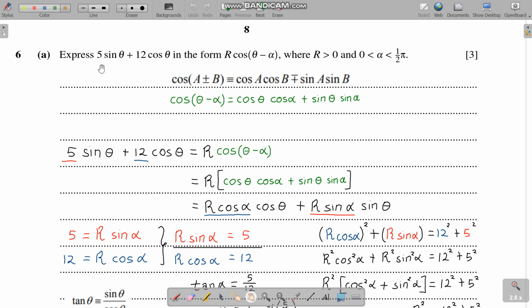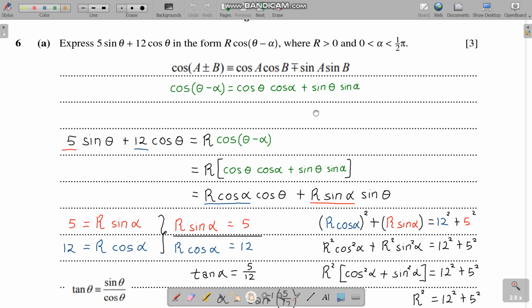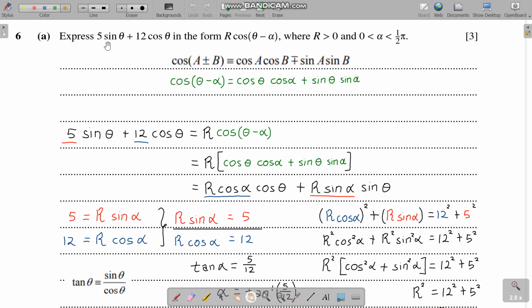Hello everyone, this question is about trigonometric equations. Express 5 sine theta plus 12 cos theta in the form r cos theta minus alpha. R is positive, alpha is in the first quadrant.